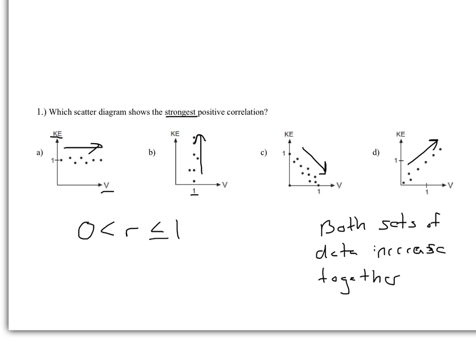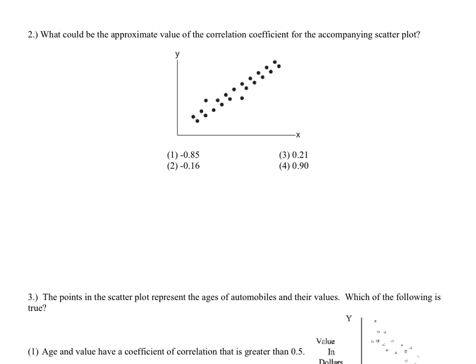Take a moment and copy down these notes. Let's take a look at another example. What could be an approximated value for the correlation coefficient for the accompanying scatter plot? So let's first look at the scatter plot. I see that my values are very tight together. So I would say this is strong.